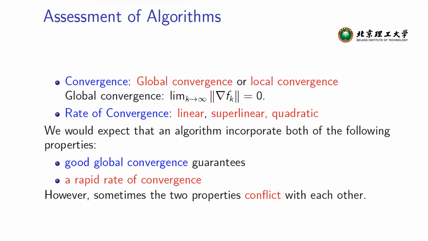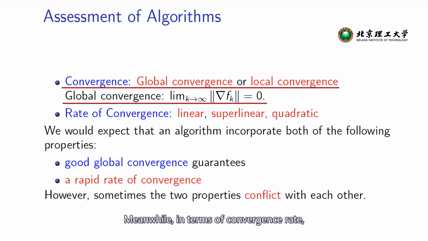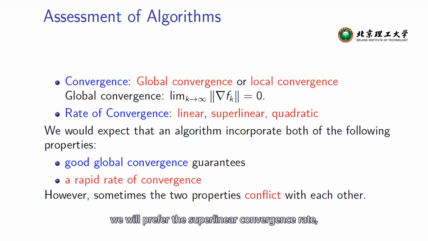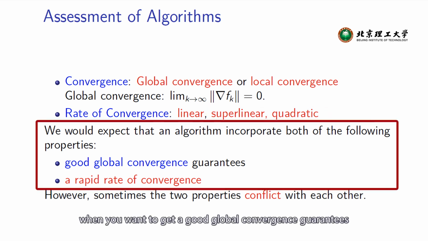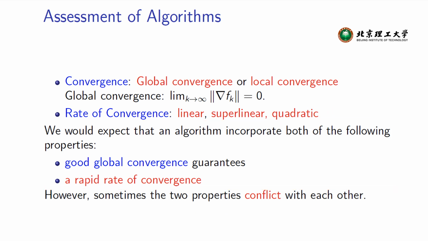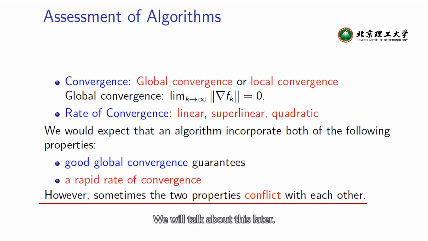Remember that for algorithms, we will consider their convergence, for example, the global convergence and the local convergence. Of course, we will prefer the global convergence. Meanwhile, in terms of convergence rate, we will prefer the superlinear convergence rate or even quadratic convergence rate. However, in practice, when you want good global convergence guarantees as well as a rapid convergence rate, the two aspects may not be achieved at the same time. We will talk about this later.